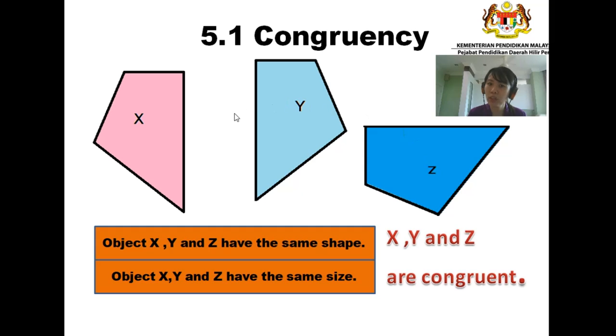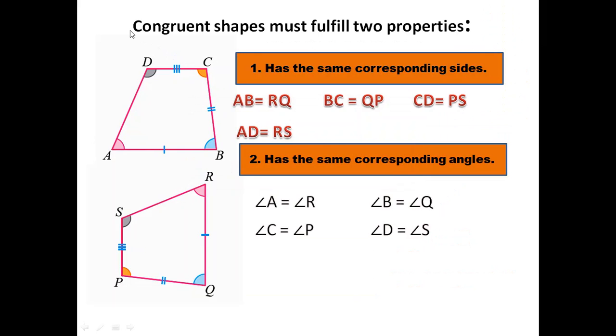So even though their arrangement and position are not the same, but if you see carefully, X, Y, Z have the same shape, and the size is also exactly the same. So we can say that X, Y, Z are congruent shapes. So students, in detail, congruent shapes must fulfill these two properties. Number 1, has the same corresponding sides. Number 2, has the same corresponding angles.